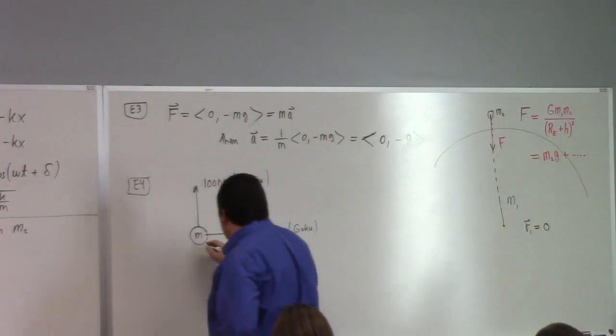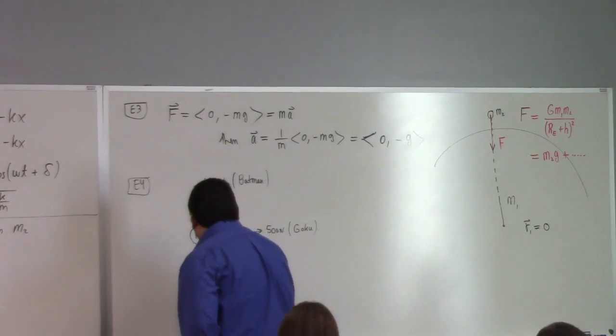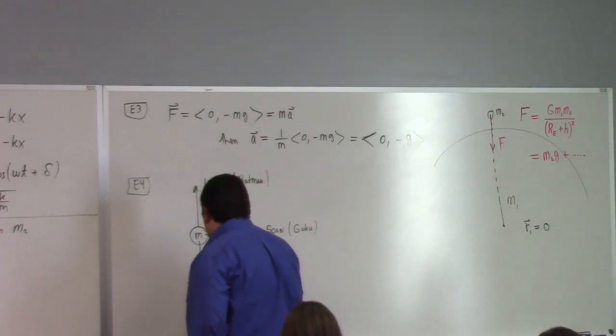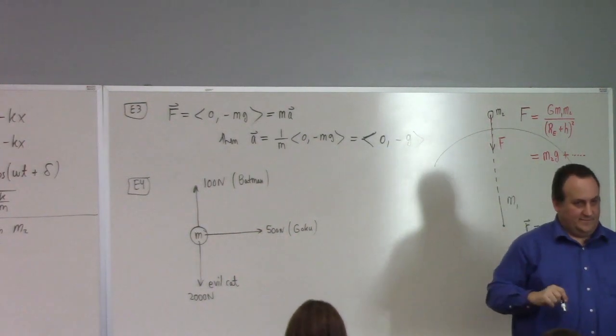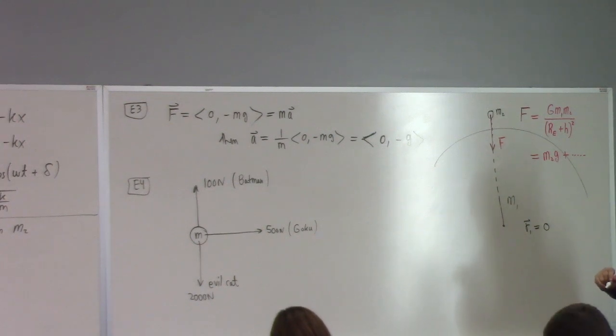And let's see, an evil cat. I know that's redundant, but the evil cat pulls south with, let's say, 2,000 newtons. It's hopped up on drugs. That's what it is. Not only deals, it consumes. Don't do drugs, people.